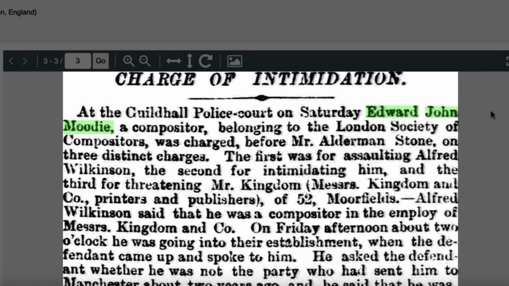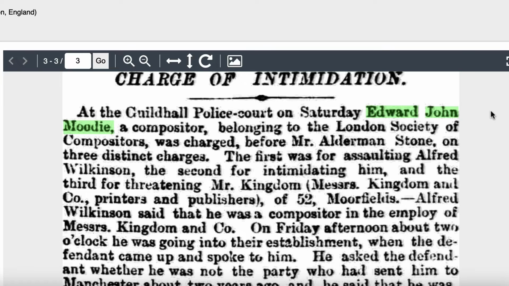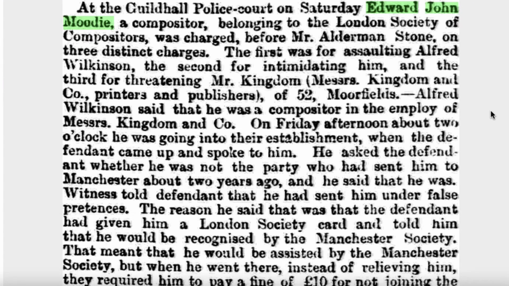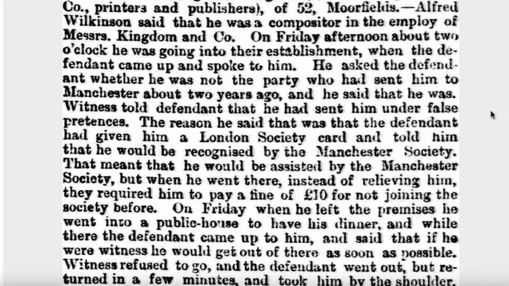At the Guildhall Police Court on Saturday, Edward John Moody, a compositor belonging to the London Society of Compositors, was charged before Mr. Alderman Stone on 3 distinct charges. The first was for assaulting Alfred Wilkinson, the second for intimidating him, and the third for threatening Mr. Kingdom. Now, I'm going to skip down a little bit to get to what happened.